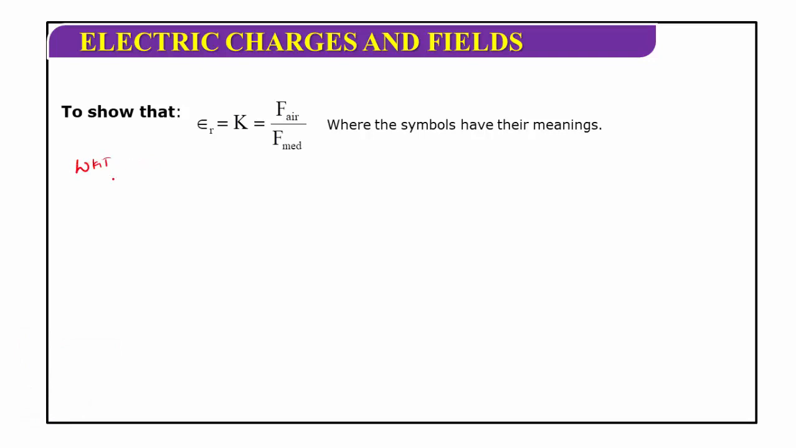We know that the force of attraction or repulsion between two point charges at rest is directly proportional to the product of the magnitudes of the two point charges and inversely proportional to the square of the distance between them, and the force acts along the line joining them.